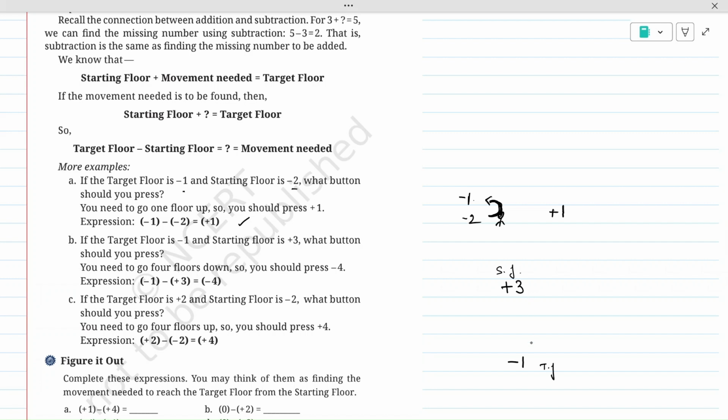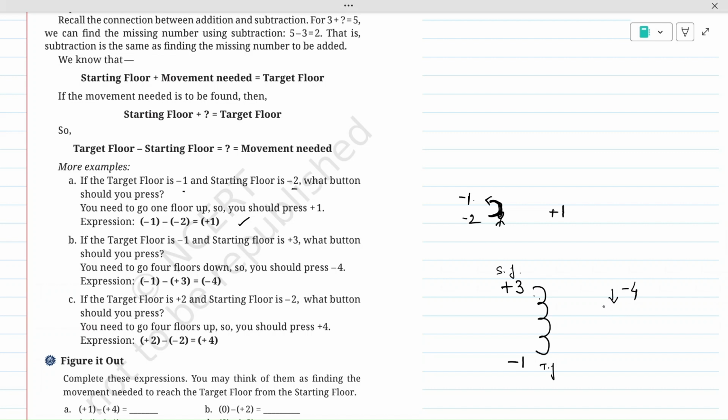So +3 to -1, if I have to come from positive to negative, that means I have to go down and I have to press negative. Now, how many negative? That we will see. So +3 to +2, +2 to +1, +1 to 0, 0 to -1. So that means I have to press -4 here.